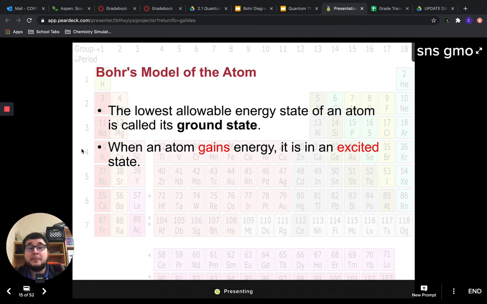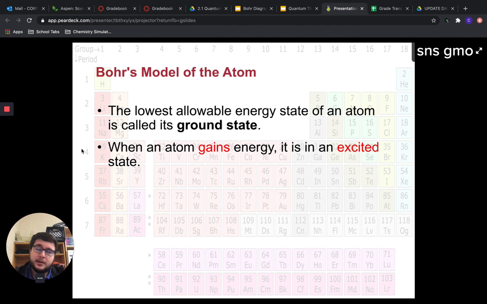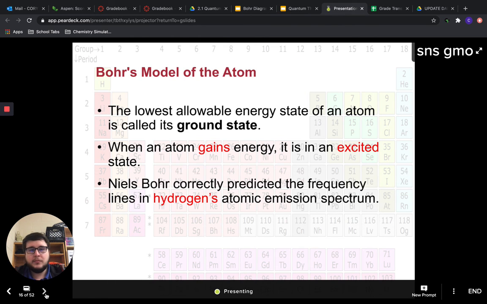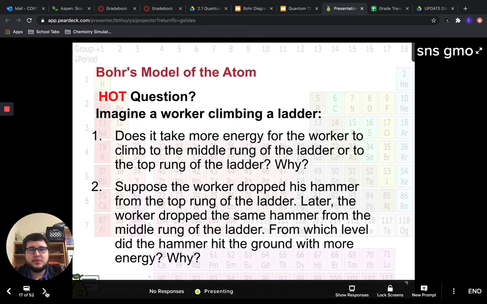Okay? When an atom gains energy, it's in an excited state. So once you wake up and you're ready to tackle the day, maybe you have an energy drink, you gain some energy, and now you're in an excited state. Niels Bohr, the guy Bohr's model is named after, correctly predicted the frequency lines in hydrogen's atomic emission spectrum. In other words, hydrogen gives off some light when it's heated, and based on these energy levels, Bohr was able to predict what color lights were going to be given off from hydrogen atoms.